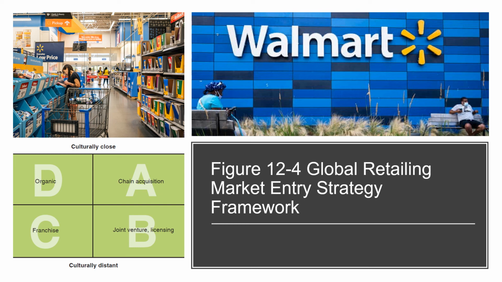Last, joint venture. Joint venture and licensing were explained in detail in Chapter 9. Global retailers frequently use this strategy to limit their risk when targeting unfamiliar, difficult to enter markets. For example, Benny's New York licensed its name to Benny's Japan for a period of 10 years.